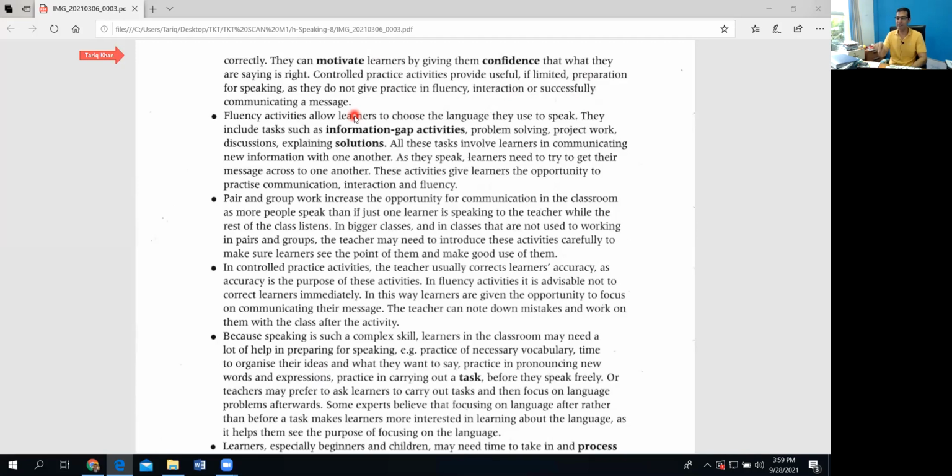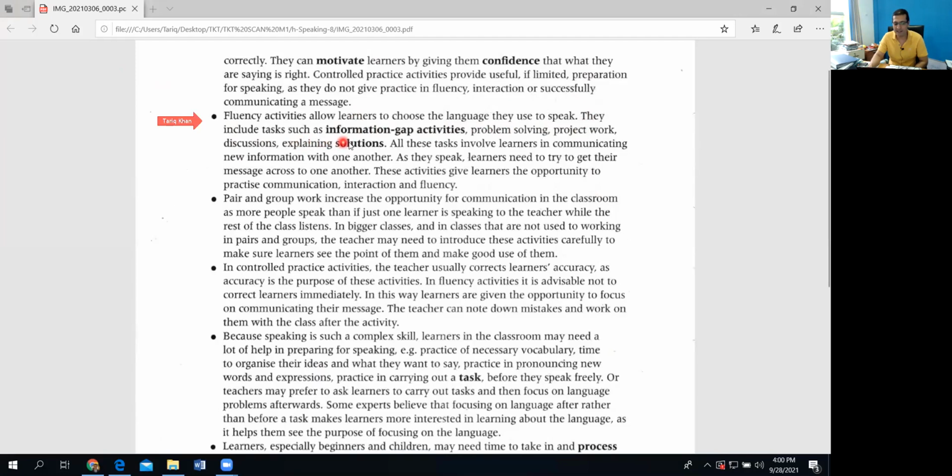You have to make it. Controlled practice activities are done for these things. Now, for fluency and interaction, different other activities are done. Next point coming, see here, fluency. Fluency activities allow learners to choose the language they use to speak. Now we come to the fluency. Why? Because the previous one is not helping anything in fluency.